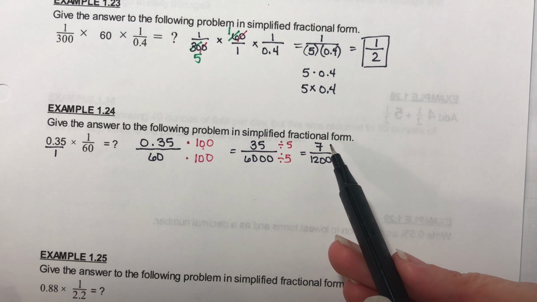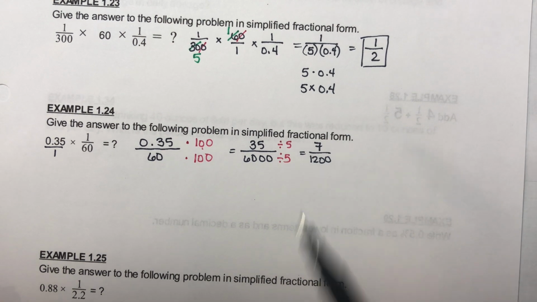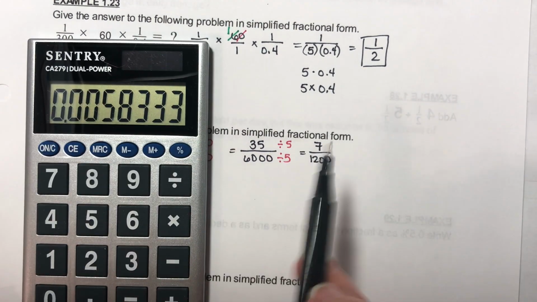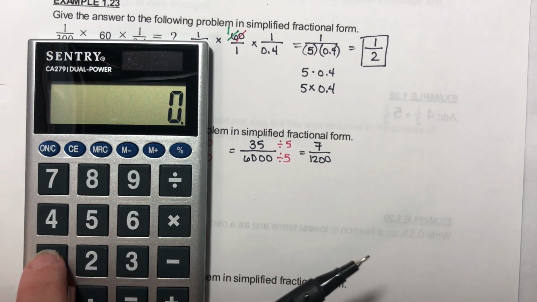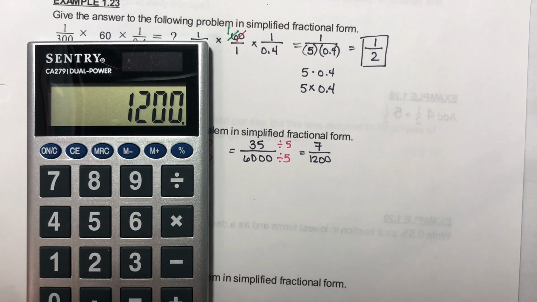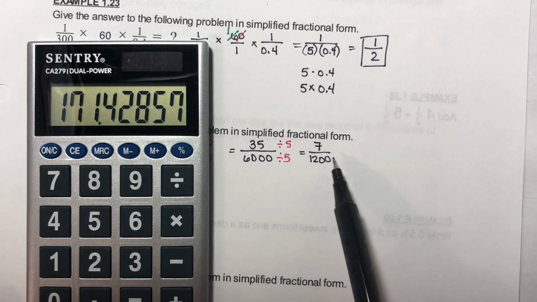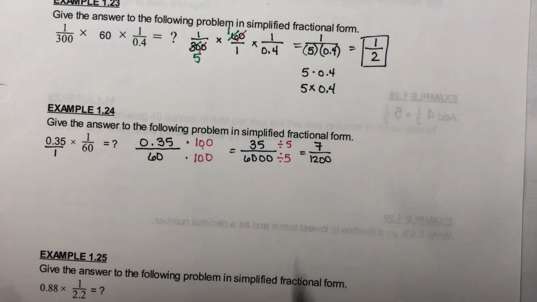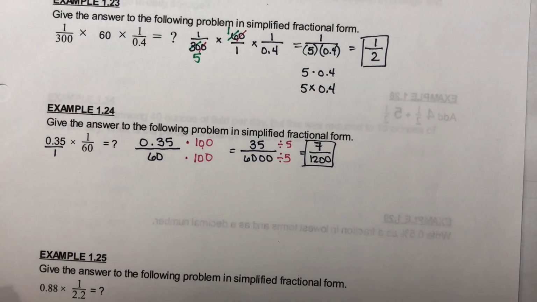7 is a prime number, meaning the only numbers that divide evenly into 7 are 1 and 7. So unless this is divisible by 7, this is in lowest terms. So I try it on my calculator if I don't know. 1,200 divided by 7, I get a decimal, which means this does not divide evenly. So 7 over 1,200 is the answer they're looking for.